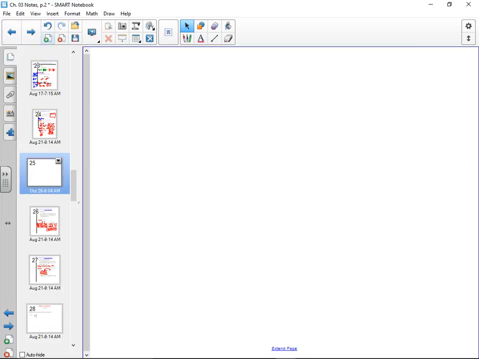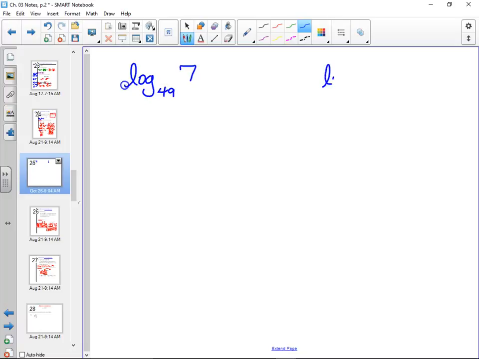What if I was to give you something like log base 49 of 7? Not negative 2, but good idea. Let me do another one too. How about log base 7 of 1 over 49? Let's start with that first one.